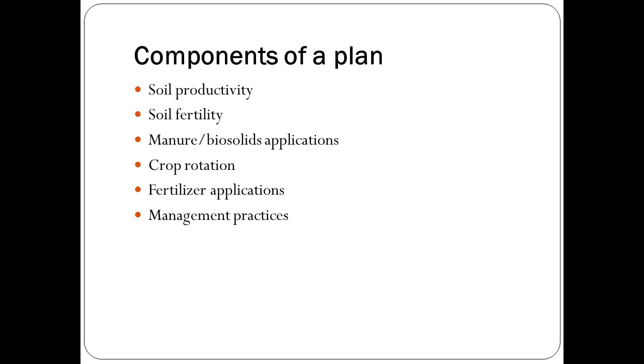The nutrient management plan itself has 6 components, and we will talk through each of these 6 because they're all so important. The first is soil productivity, then soil fertility. We also have to consider the application of manure or biosolids, organic sources of nutrients. A fourth component is crop rotation, then application of commercial fertilizer to meet any remaining needs. And finally, perhaps most important, is the catch-all category of management practices.